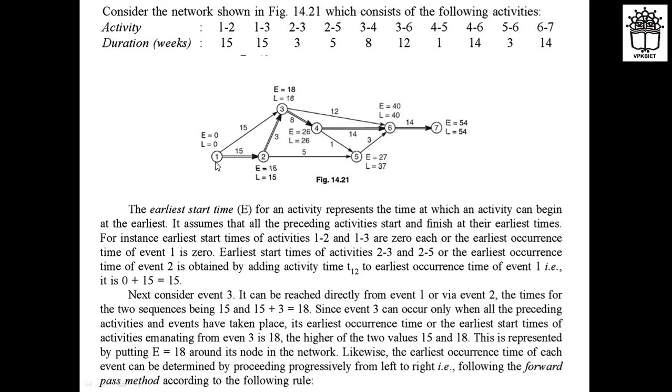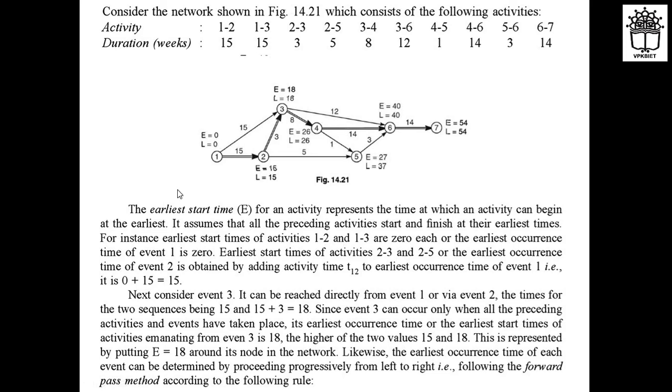1 to 2 activity. Now for the earliest start time for this activity, that means for 1, what will be the earliest start time? Is there any activity going behind that 1? No, there is no preceding activity, so the earliest start time E for that one will be 0. Remember, E will be 0. So you can see that on node 1, E is written as 0. Are you able to see that E will be 0?